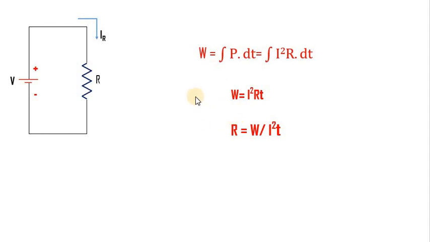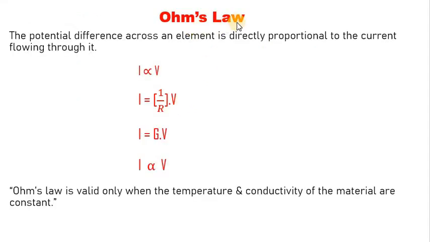Coming to the next topic, which is Ohm's law. The definition says that the potential difference across an element is directly proportional to the current flowing through it. Some people call it V proportional to I, some call it I proportional to V. Everything is correct, only the constant that comes after removing this proportionality sign becomes different. If you're writing I proportional to V, then after removing this sign, it becomes I is equal to G into V, and G is nothing but 1 by R. So if you're writing V proportional to I, it will become V equal to I into R.